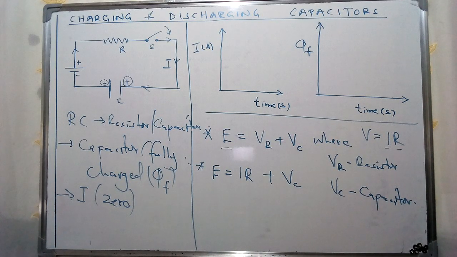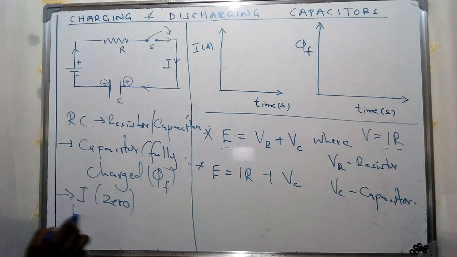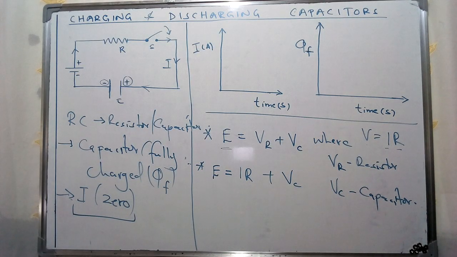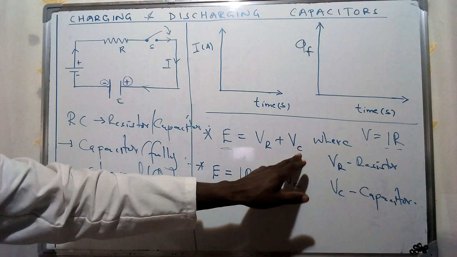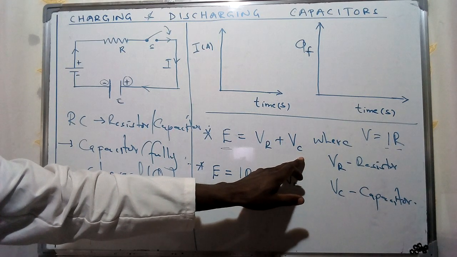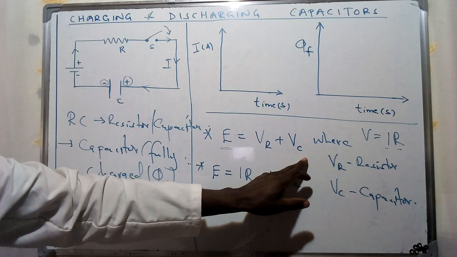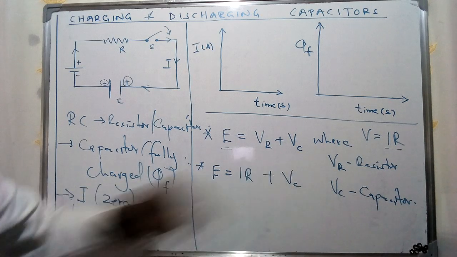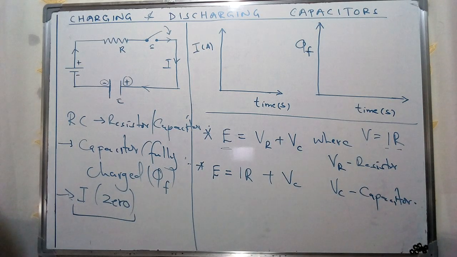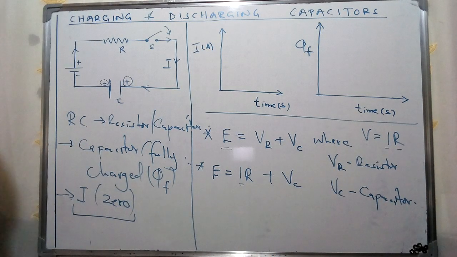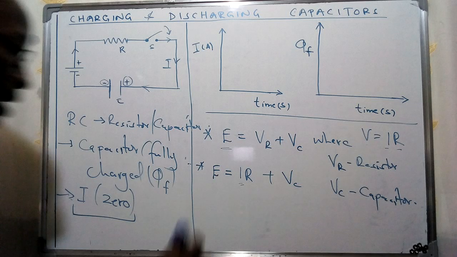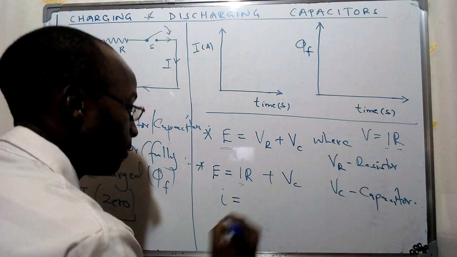So at this specific point whereby the capacitor is fully charged, we have said that the current is going to be 0. Therefore, we expect VC, which is the voltage across the capacitor, to be 0, since there's not going to be any current flowing. So if we make current the subject of the formula, we can evaluate this by having current given in terms.